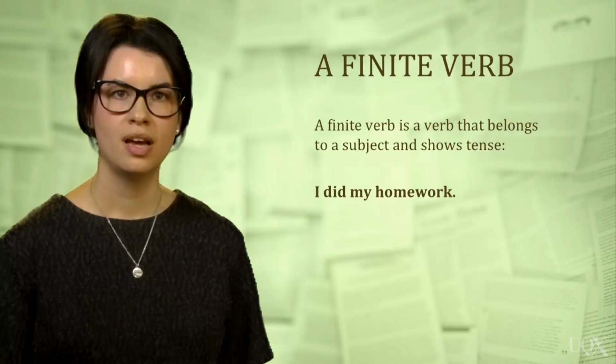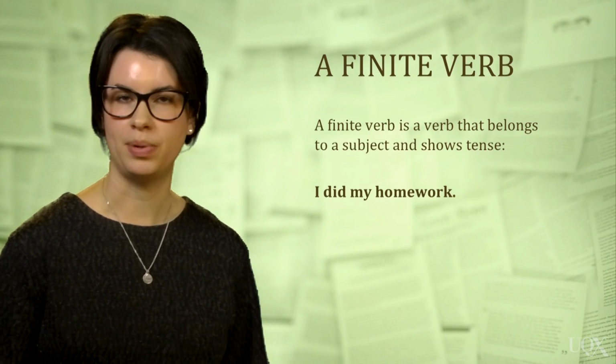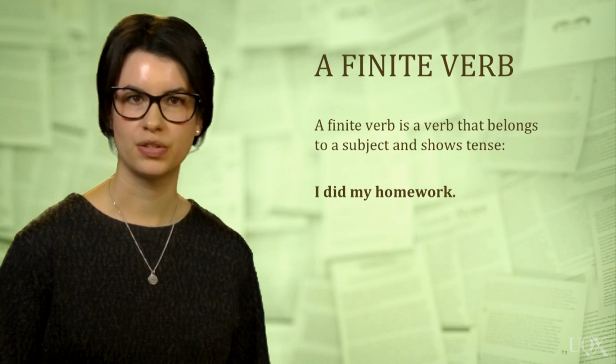A sentence is a collection of words that is grammatically complete by itself and usually expresses a complete idea. It typically contains both a subject and a predicate. In written English, a sentence starts with a capital letter and ends with a period or full stop. A predicate must contain a finite verb that relates to or agrees with the subject. A finite verb is a verb that belongs to a subject and shows tense.